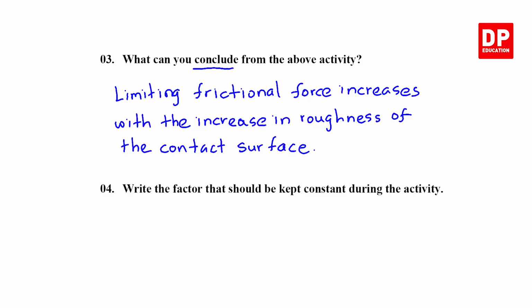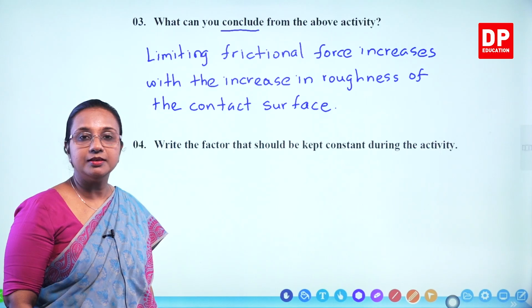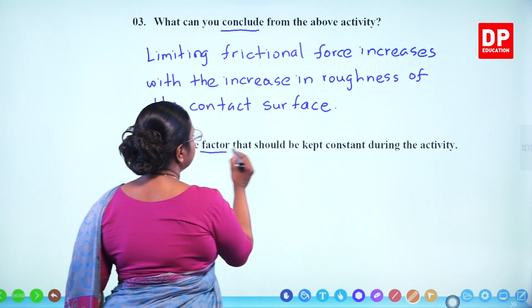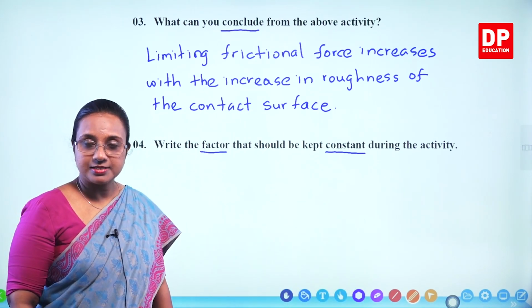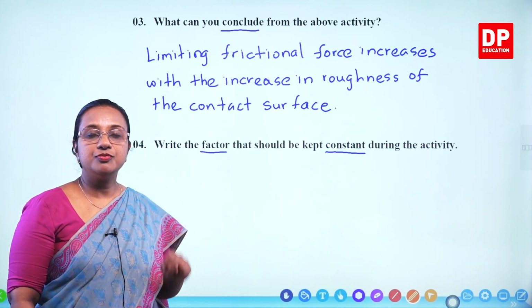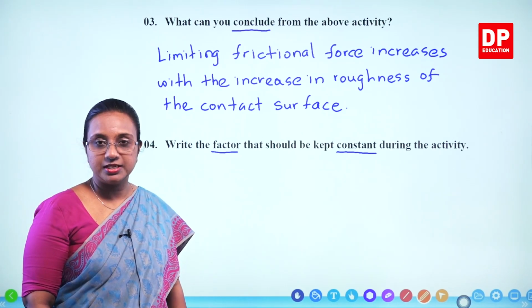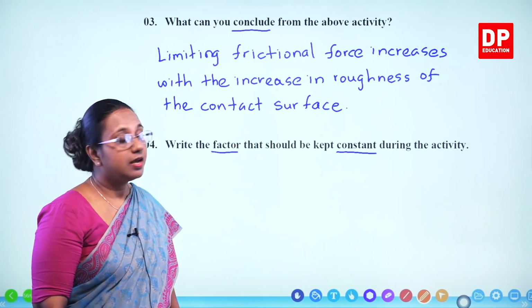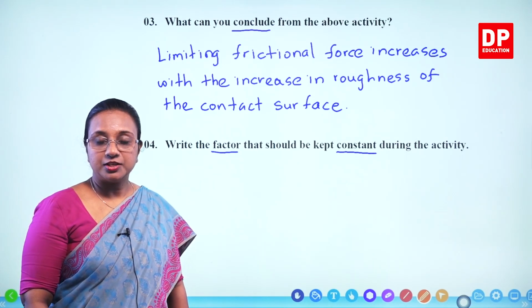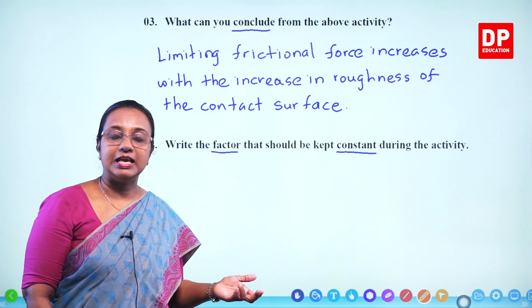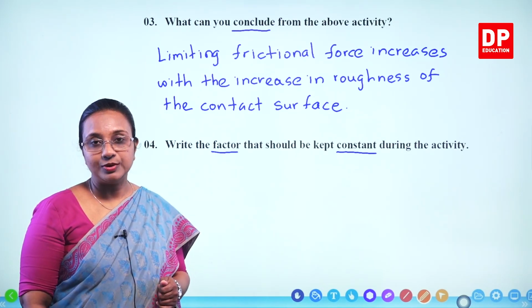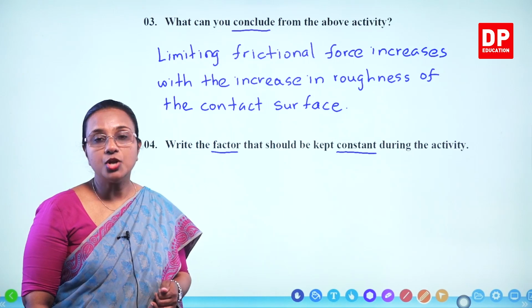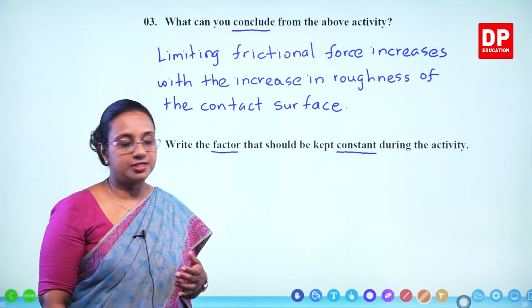Next one, write the factor that should be kept constant during the activity. The factor that should be constant. We have discussed this before. There are two factors. One is the nature of contact surface. We are investigating the effect of that. So we have to maintain the second factor, that is the perpendicular reaction or the normal reaction constant.